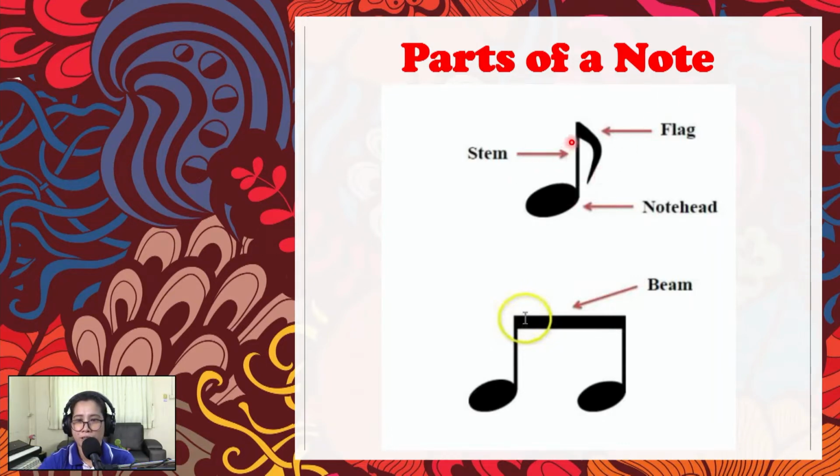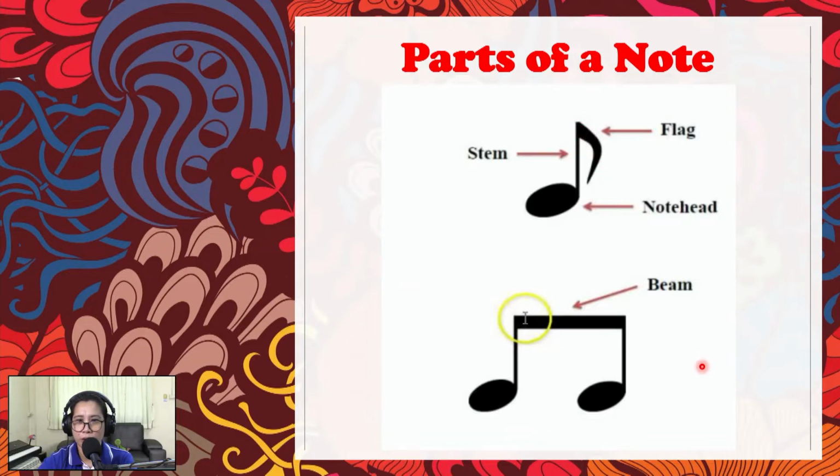A note has a stem. This one is a stem. And it has a note head. And it has a flag. Again, stem, note head, flag. And when you have two flags and you want to join them, you call this a beam. A beam connects two notes with a flag.